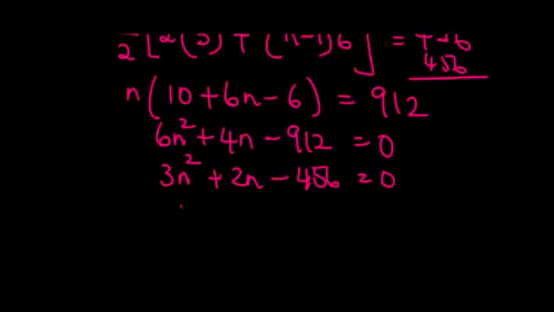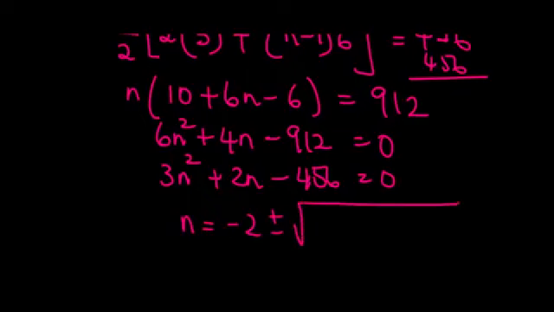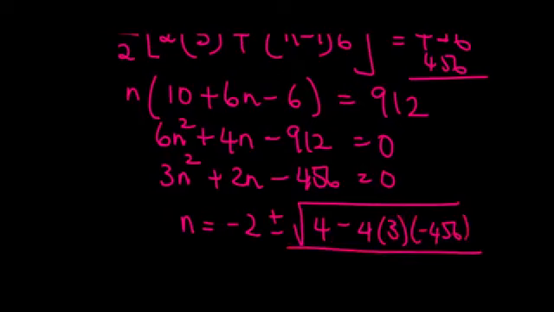This is also divisible by 3, but then I'm going to create 2/3. Never mind, let's keep it like that. Actually, let's not try to factorise, let's use the quadratic formula to revise the quadratic formula. So n is equal to minus b plus or minus the square root of b squared minus 4ac, times 3 times minus 456, over 2a, which is 6.